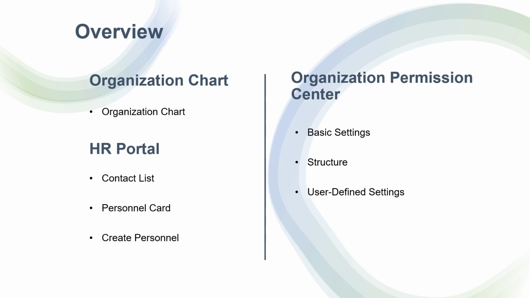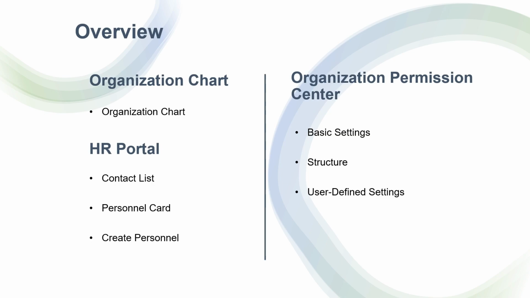This training will be separated into two sections, front-end dashboard and back-end dashboard. In the front-end dashboard sections, I will show you how you can access the organization chart, which will be used to visually represent the organization structure of the organizations. The second topic that will be covered in the front-end sections is the HR portal. I will show you how you can access the contact list and also the personnel card, and how you can create personnel at the front-end dashboard.